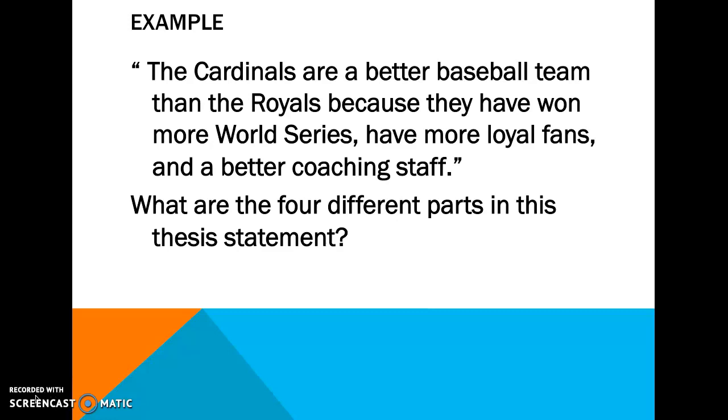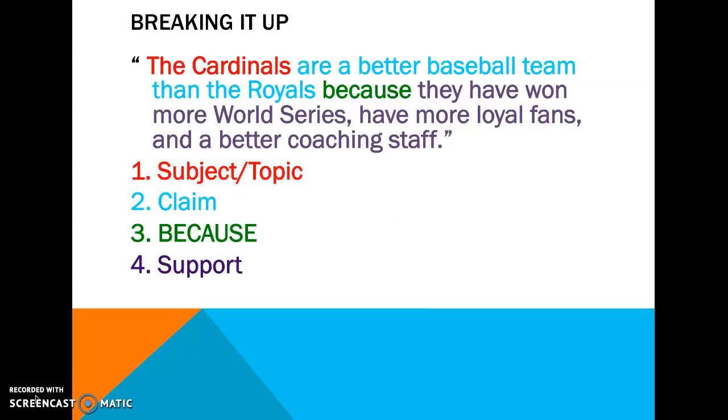So let's look for the 4 different parts in this thesis statement. The Cardinals, that's your subject or topic. That's in red. Blue is the claim, are a better baseball team than the Royals. Then in green we have the word because, and then support. This person's written a list of 3 different reasons. Reason number 1, they've won more World Series. Reason number 2, they have more loyal fans. Reason number 3, they have a better coaching staff.